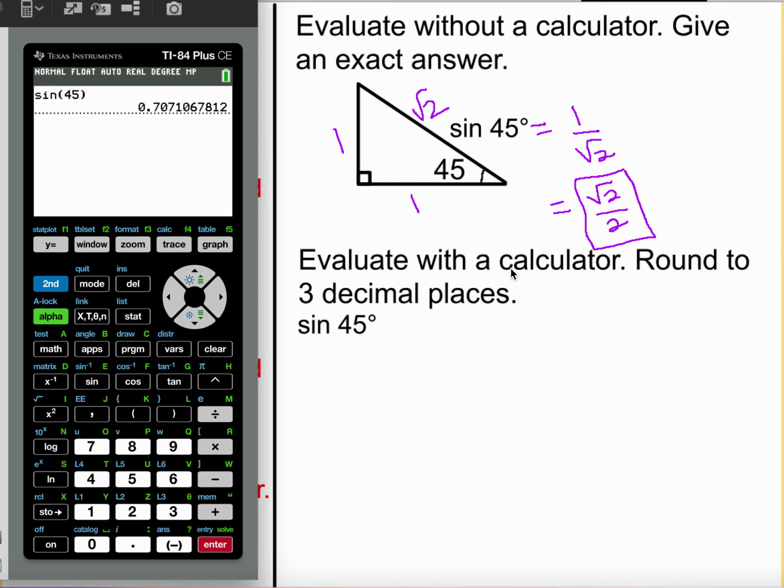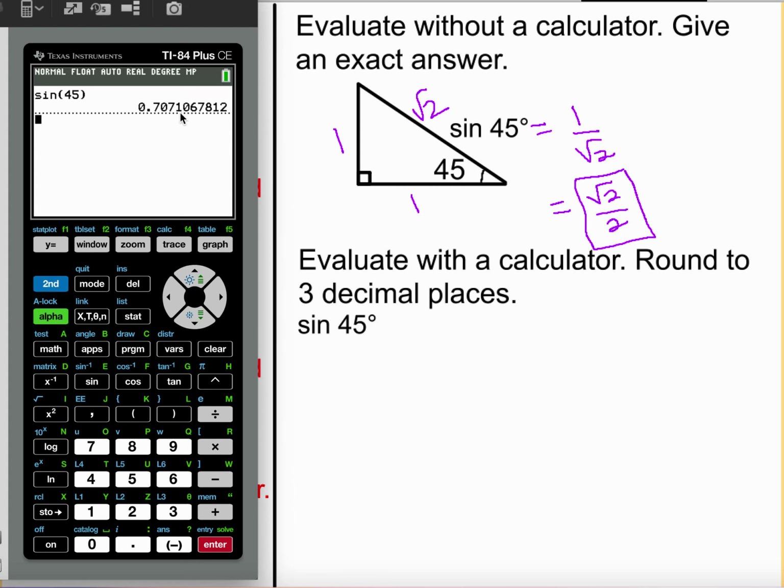And it's asking me to round this to 3 decimal places. So 1, 2, 3 decimal places. Now don't just cut it off. Okay, that's called truncating it. And if you're taking AP Calc, that will be totally legal. But if you're not taking AP Calc, then you need to look at the next number over.